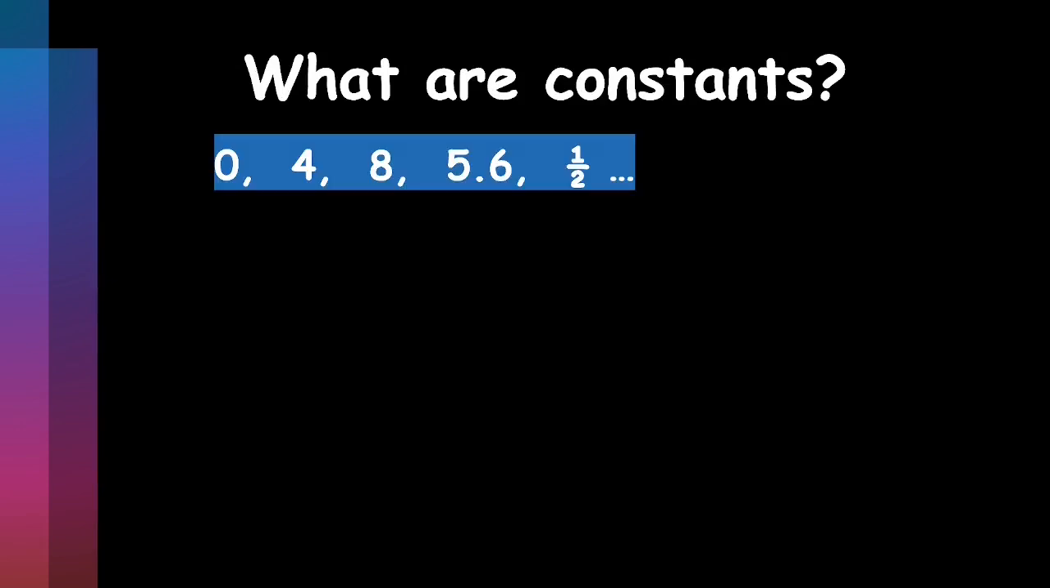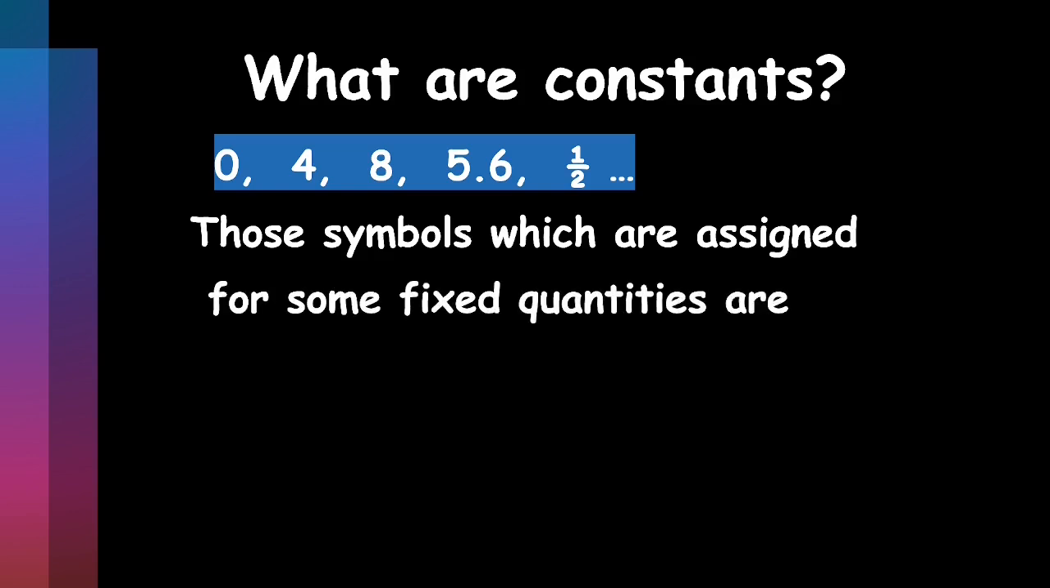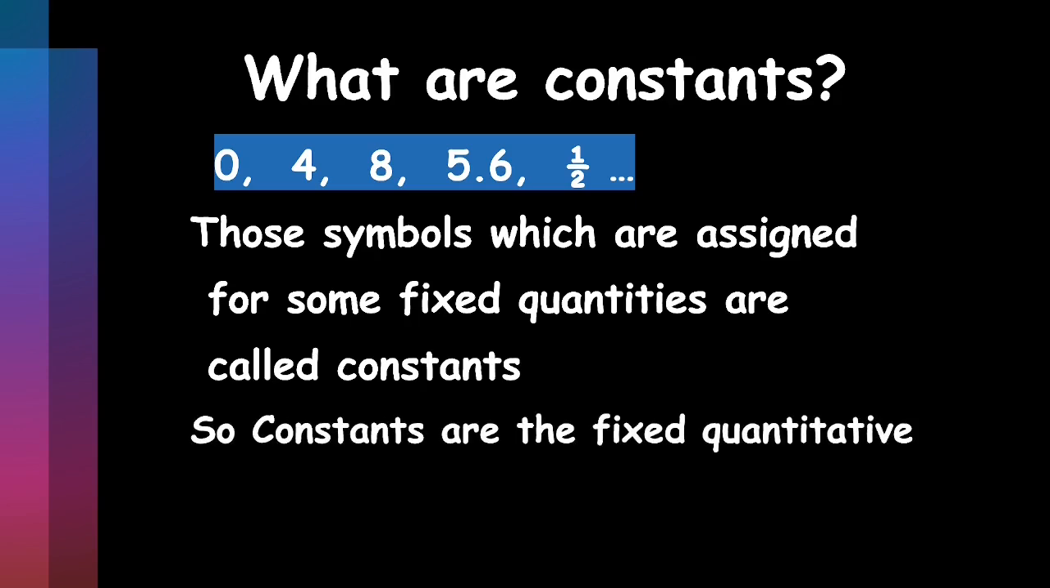Here we are using some symbols to express one fixed quantity or quantitative value. These symbols are assigned for a fixed quantity or numerical value, and those are called constant. That means constants are fixed quantitative values or numbers.